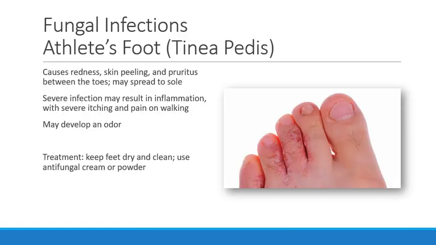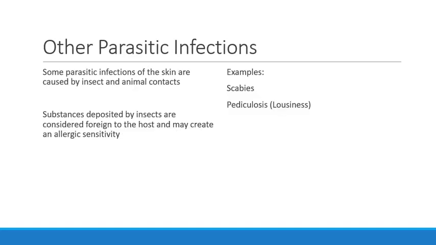Athlete's foot causes redness, skin peeling, and itching between the toes, and may spread to the sole. Severe infection may result in inflammation with severe itching and pain on walking. May develop an odor. Treatment is to keep feet dry and clean and use antifungal cream or powder. Parasitic infections. Some parasitic infections of the skin are caused by insect and animal contacts. Substances deposited by insects are considered foreign to the host and may create an allergic sensitivity.